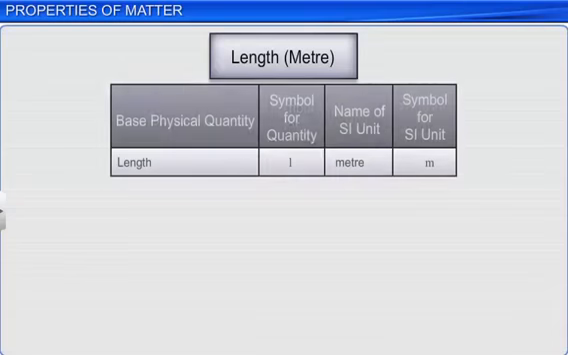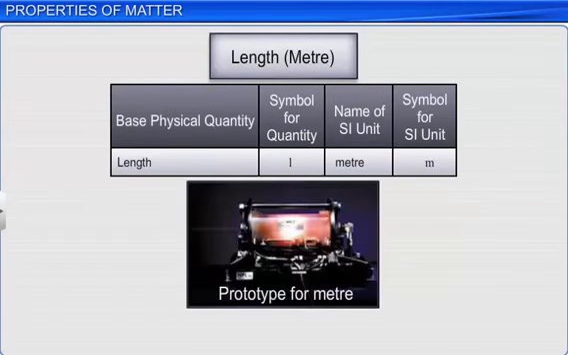The SI base unit of length is meter. Meter is the length of the path travelled by light in vacuum, during a time interval of 1/299,792,458 of a second.